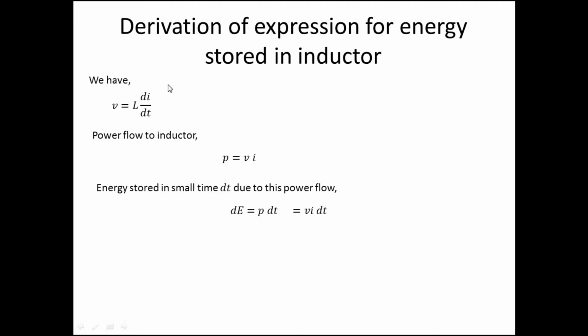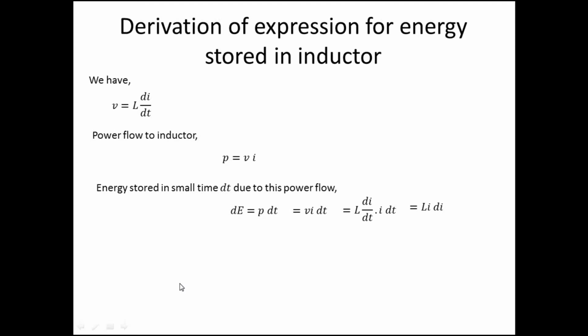So we can replace P by Vi, so Vi into dt. Again we can replace V as L di by dt. So it is equal to L di by dt into i into dt. Here V is L di by dt. So we can cancel this dt, and it will become L into i into di. This L i di is the energy stored in small time dt.